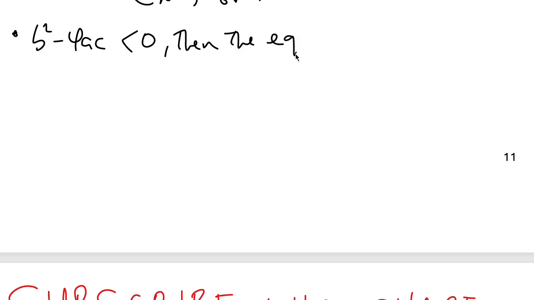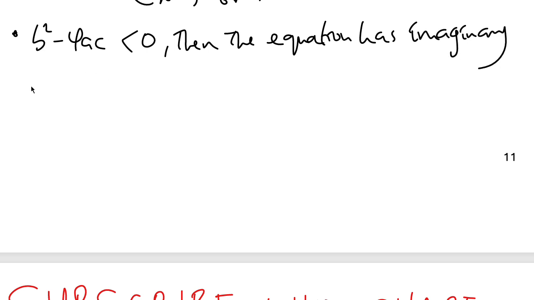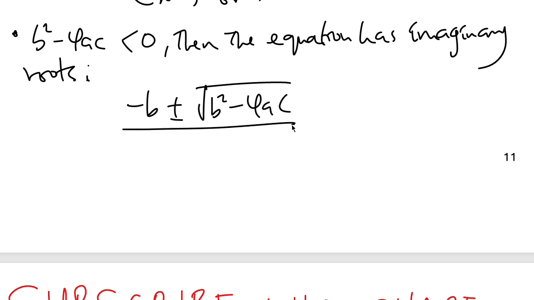So now, another important thing here is that if b squared minus 4ac is less than 0, then the equation has imaginary roots. Why is that so? So that you don't forget or confuse it, from the general equation, negative b plus or minus the square root of b squared minus 4ac over 2a gives the x values that will satisfy the equation.